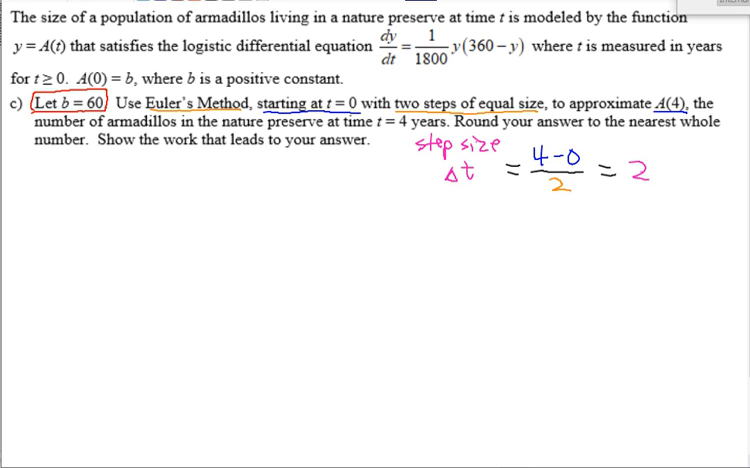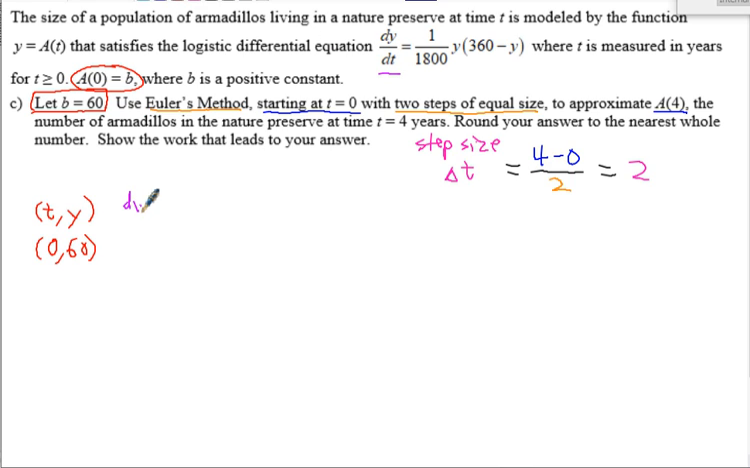And then remember the way you use Euler's method, you have a starting point, which in this case, instead of x and y, it's t and y, or you could put A here if you want. And our starting point on this first one is right here. They tell you A of 0 is B, so on this particular problem, it's 0 for time and 60 for y. And then we have to find the derivative at that point.